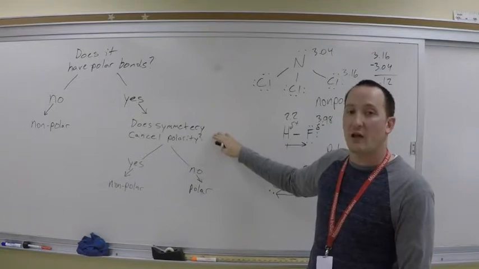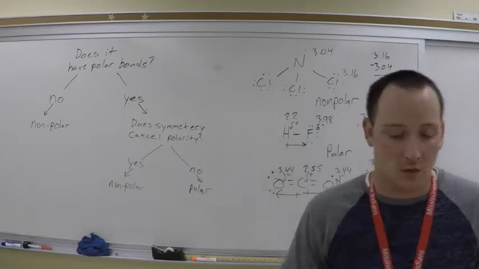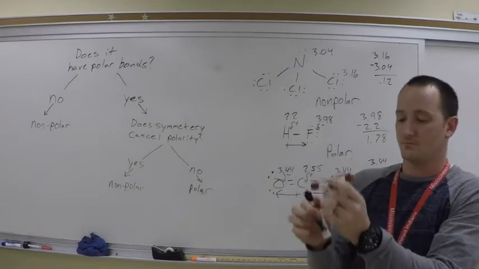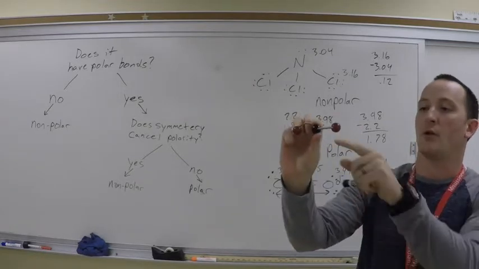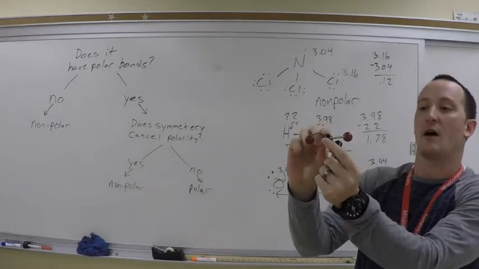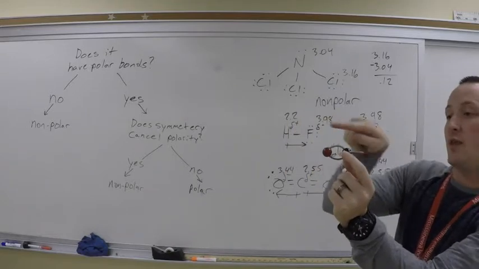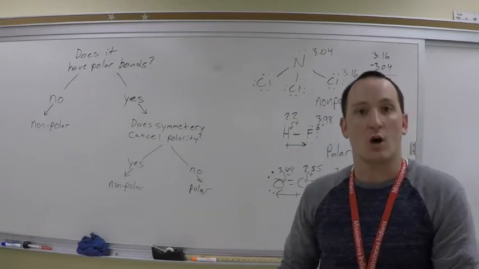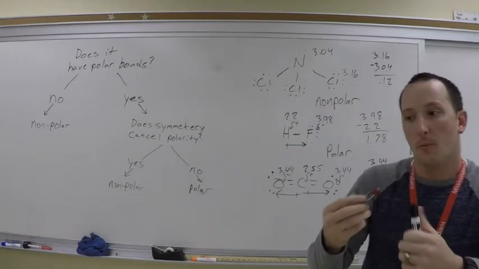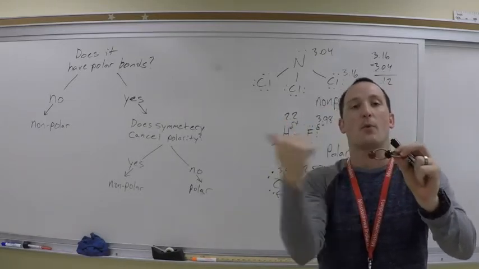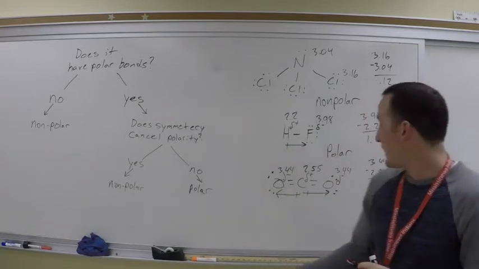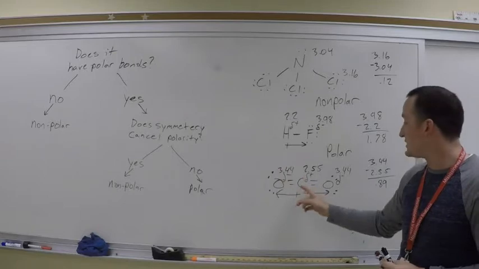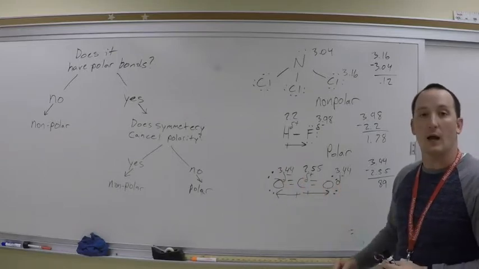Does symmetry cancel out the polarity? Well, let's look at the molecule. Here's the molecular geometry for carbon dioxide. I've got my carbon in the middle and my oxygens on the outside. So notice how electrons are being pulled this way and that way. It'd almost be like a tug of war, right? You'd be pulling on the electrons, but they're pulling in opposite directions, and the strength is equal, because the difference in electronegativity for both of these is 0.89.